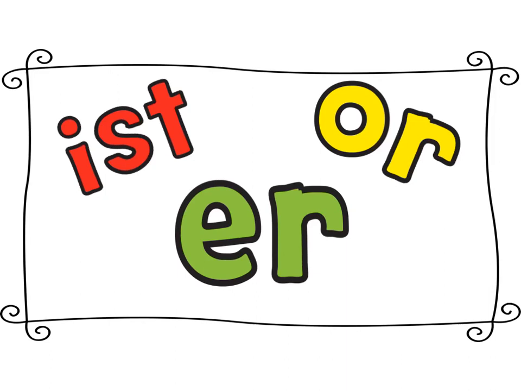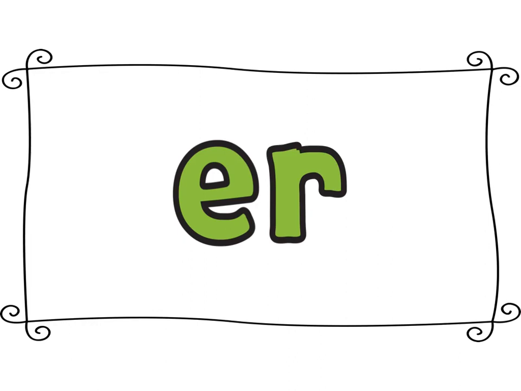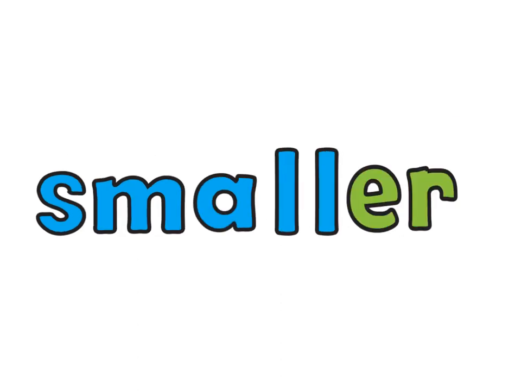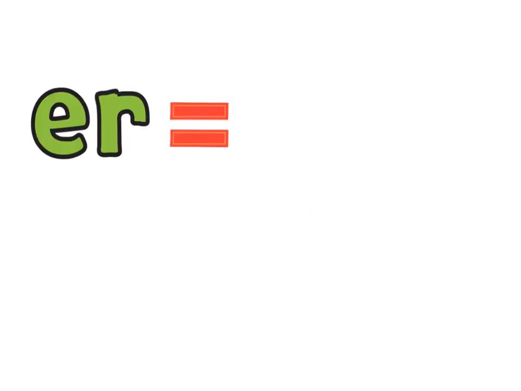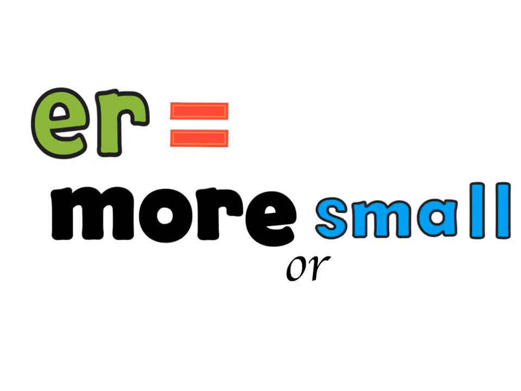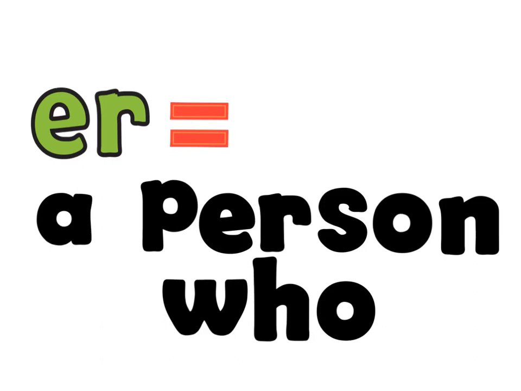Today we are going to be talking about the suffixes ist, er, or, ist, or. So first we're going to talk about er or. Let's look at the word small. Adding an er to it, we get the word smaller. Er can have two different meanings. The first meaning is more small, or a person who.